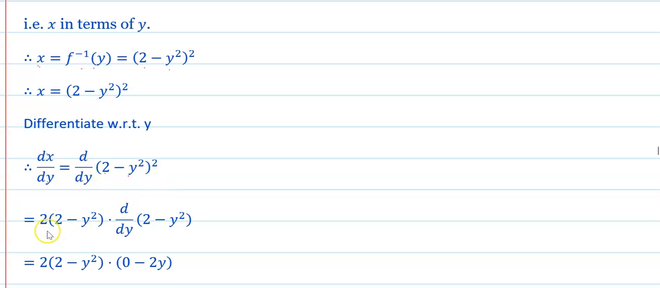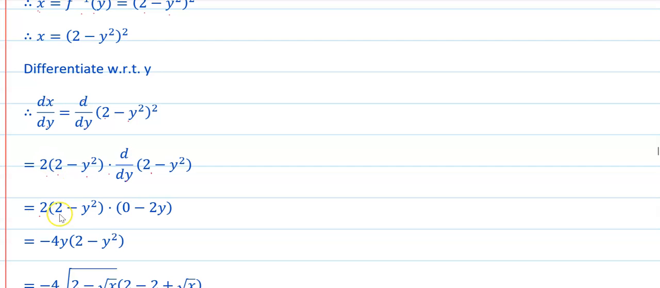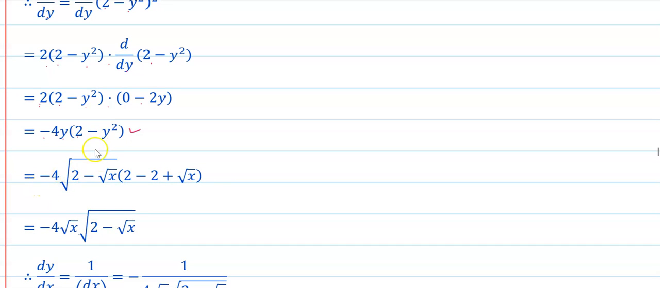Now the derivative of this: 2 into bracket 2 minus y square into dy of derivative of 2 is 0, and y square is 2y. Okay. And hence 2 into bracket 2 minus y square into minus 2y. And next the multiplication. This minus into 2, overall it will become minus 4y into bracket 2 minus y square. Okay. Now hence we'll replace the value. What is y? y means what? Root of 2 minus root x. The y. Again 2. y square means what? Bracket 2 minus root x.